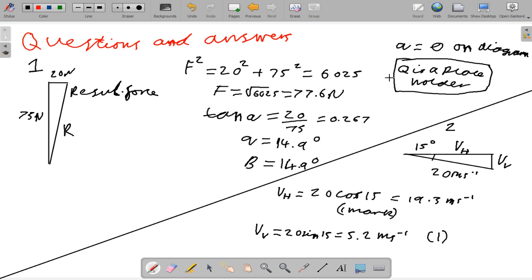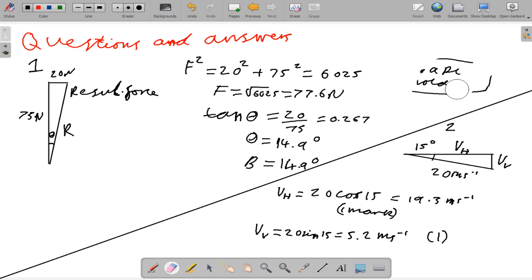And this is tan theta. So theta is this angle here. And I'll now write theta and theta there and there. Ignore what I wrote on the right hand side. So tan theta is 20 over 75, and that makes 0.267. Theta, by doing a tan inverse, you would get theta making 14.9 degrees. So theta would be 14.9 degrees.